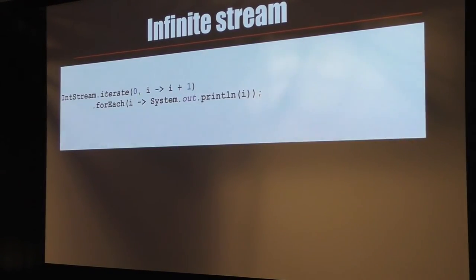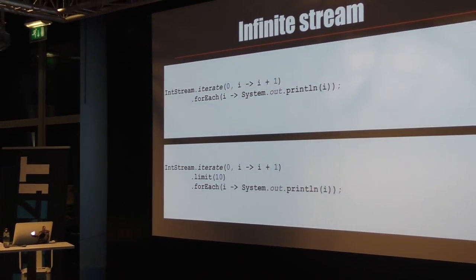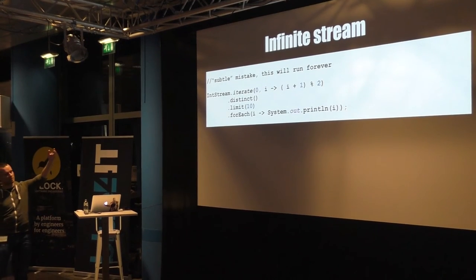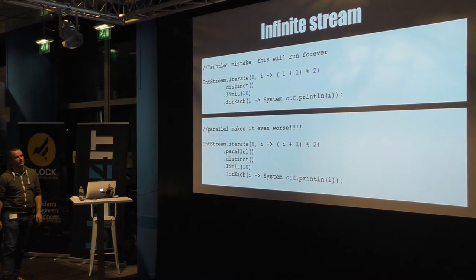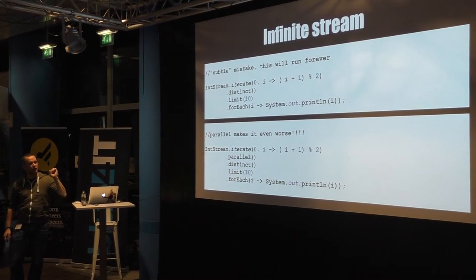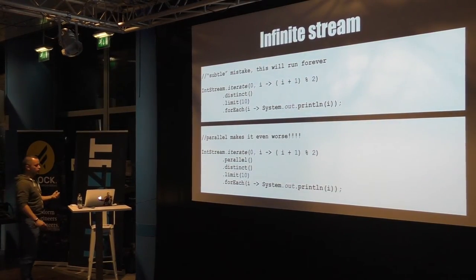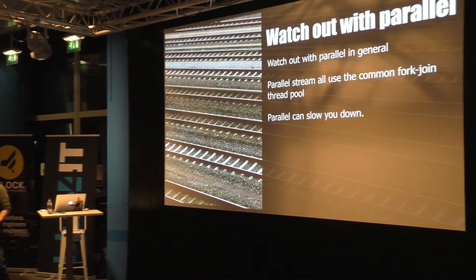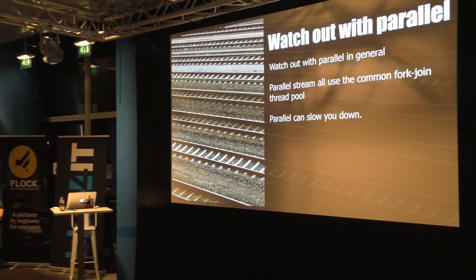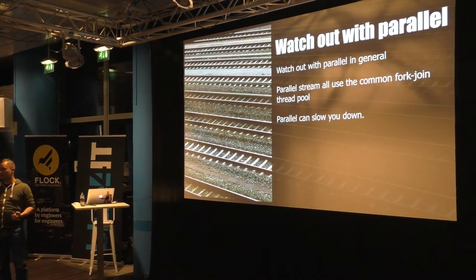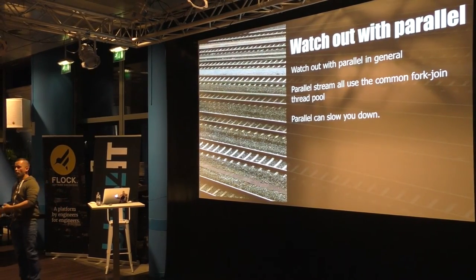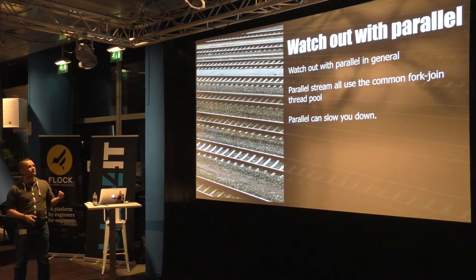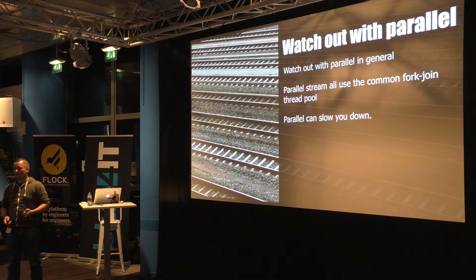So, we saw this one, and we saw this one. Oh, subtle mistake. Make sure that the limit and the distinct are in the correct order. This will run forever. So be sure that you watch out with parallels, because parallel looks like a magic wand, but it uses the fork join thread pool, which is quite cool, but the pool is not infinite. So that means if you use parallel more and more and more times, it actually gets your program slower. Only use parallel for functions or computations that really need the parallelization.